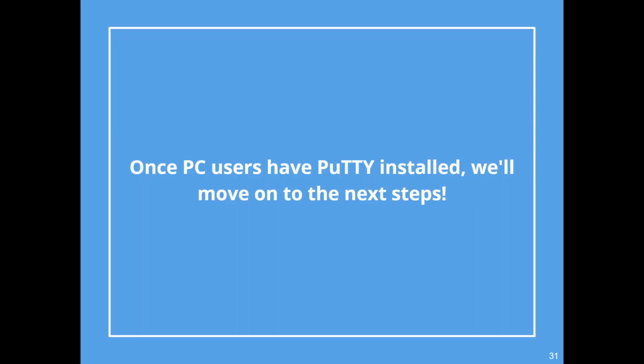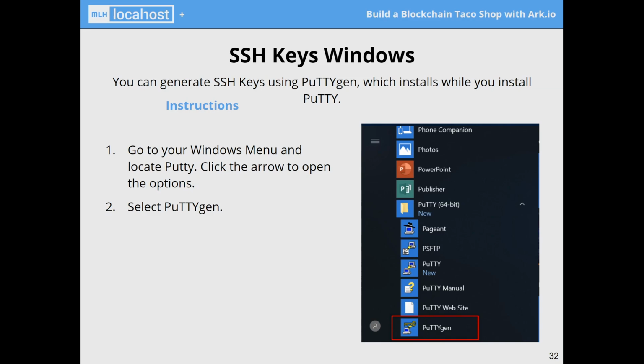So to do that, the first thing I'm going to do is give a tutorial on how a PC user can install PuTTY, and then afterwards how they can use PuTTY-gen. I'm actually not going to go over how to install PuTTY because it's very simple. You just have to download it and go through a couple of steps. But what I will go through is how to generate an SSH key.